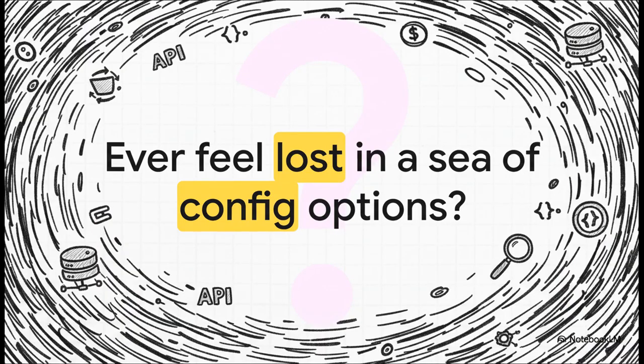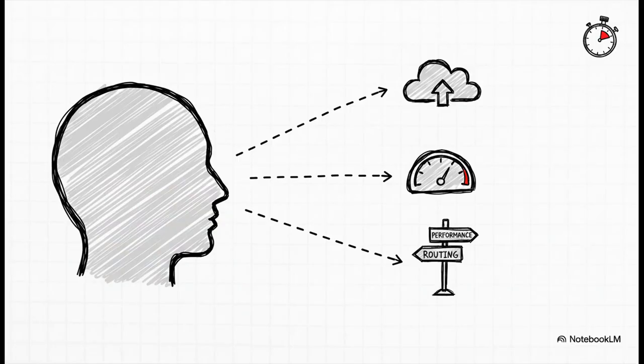We've all been there, right? It's that classic developer moment. You pop open a config file and you're just hit with this wall of text, this sea of properties. You know they're important, but trying to figure out which ones you actually need to care about, yeah, it can be a little overwhelming. Well, that's exactly what we're going to fix right now.